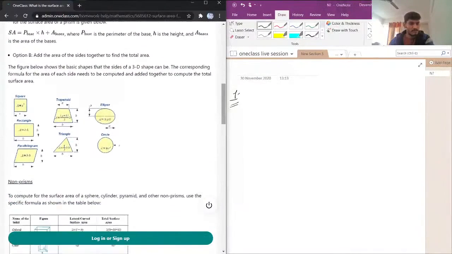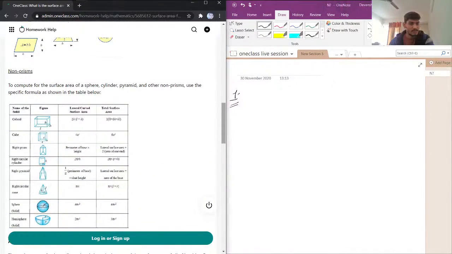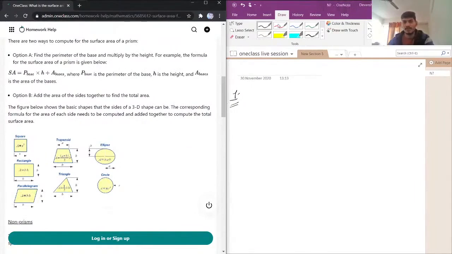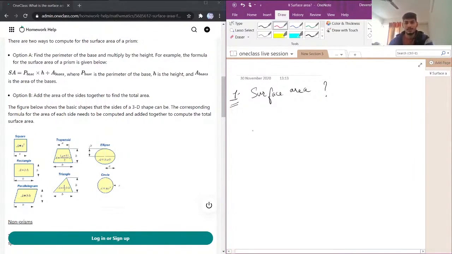So we have non-prisms, lateral and curved. First I will start with a normal thing. Surface area is basically a term for 3D shapes. For 2D shapes, we just use the term area, but for 3D shapes, we have volume and surface area.